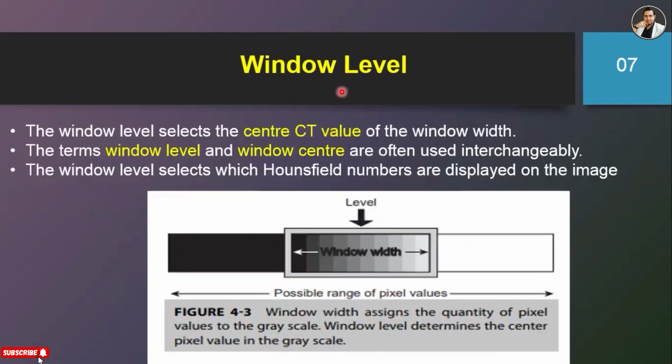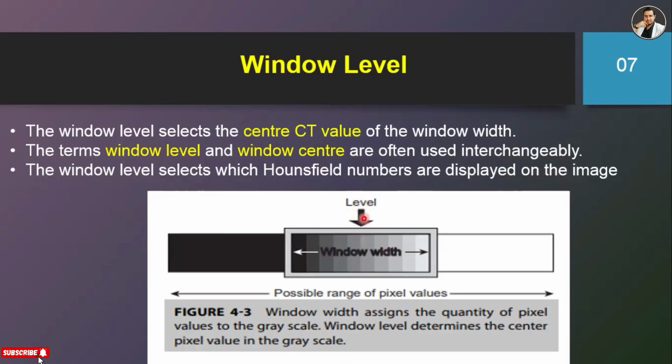The window level selects the center value of the window width. The center value of the window width is the level. The window level and window center are often used interchangeably. The window level selects which Hounsfield numbers are displayed on the image.